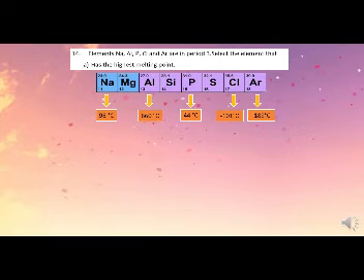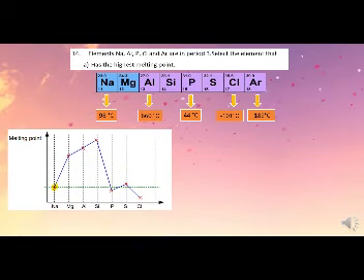So if we are in doubt, we can sketch the graph. Here is my graph. We compare sodium, aluminium, phosphorus, chlorine, and argon. So the answer is aluminium. Aluminium has the highest melting point.